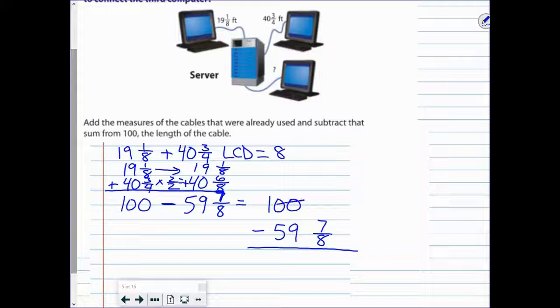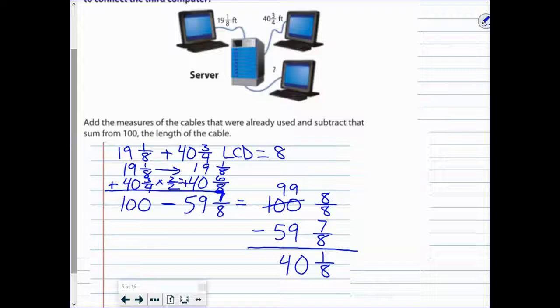We are actually going to borrow from the 100, leaving 99, and putting a fraction equal to 1 above the 7/8. That fraction has to have the common denominator. And since 8's my only denominator at this point, the fraction equal to 1 that I'm going to use is 8/8. So I'm borrowing 1 from the 100, leaving 99, and putting 8/8 above 7/8. Now I can subtract. 8/8 minus 7/8 is 1/8. 9 minus 9 is 0. 9 minus 5 is 4.